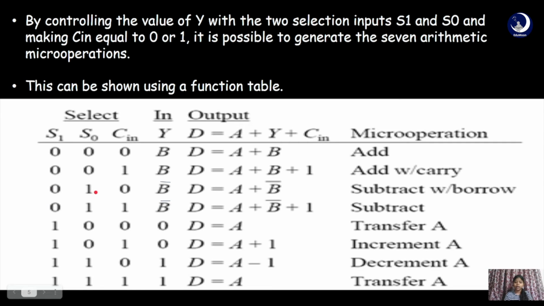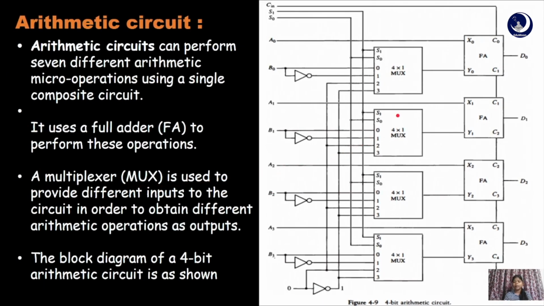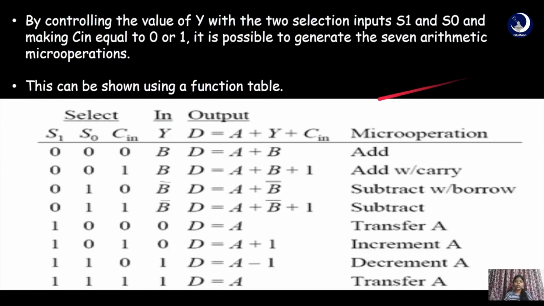And when S1, S0 equal to 0, 1, all the 1 inputs of the multiplexers are selected. These 1 inputs are nothing but complements of B. So when S1, S0 equal to 0, 1, complements of B are selected by the multiplexer and given as the Y inputs to the full adder. So Y equals B bar, that is B complement. Then when Cin equals 0, output D is equal to A plus B bar plus 0, which is nothing but A plus B bar, that is subtract with borrow operation. And when Cin equals 1, D is equal to A plus B bar plus 1, which is nothing but A plus 2's complement of B, that is subtract operation.